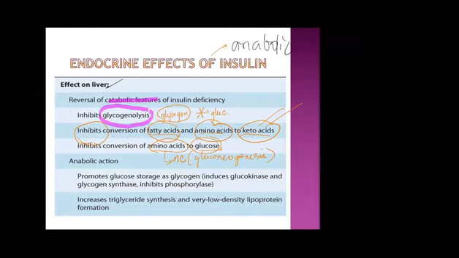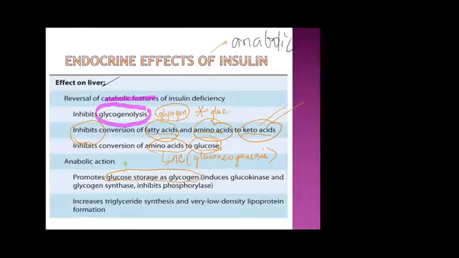Another effect of insulin, it promotes glucose storage as glycogen. So pinopromote daw niya ang conversion ng glucose to glycogen. Question, anong tawag sa process of glycogen formation from glucose? Usually, anong suffix pag mag-create? Okay, that's right. Glycogenesis. Okay? So again, that's the process called glycogenesis.